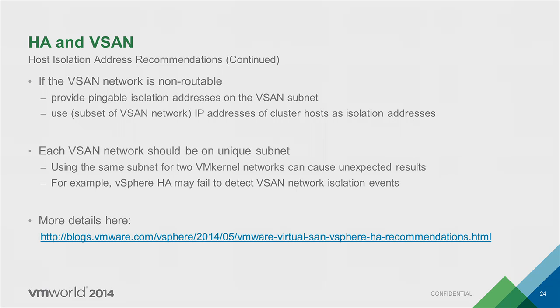So you have to provide an isolation address from that subnet that's not affected by the failure. Or the other option is that HA gives you a way to provide up to 10 isolation addresses. So you can just pick other hosts' IP addresses and provide them as isolation addresses. Only if the HA agent cannot ping any of these isolation addresses will it declare the host as isolated. As long as it can ping one of these addresses, it won't declare that host as isolated. So that's another option.